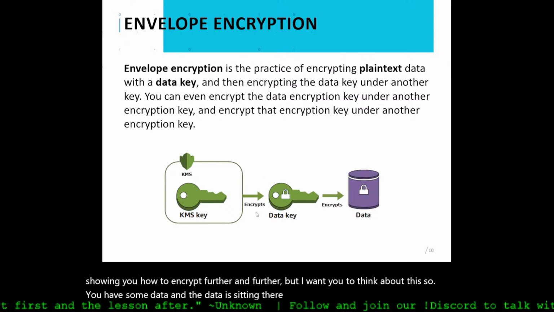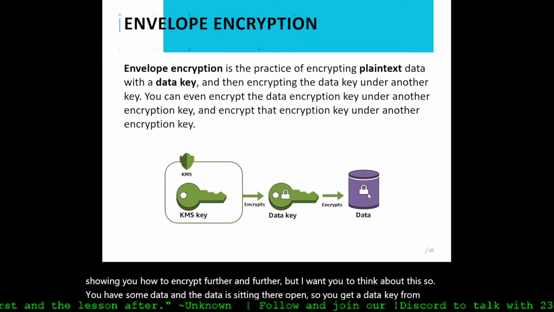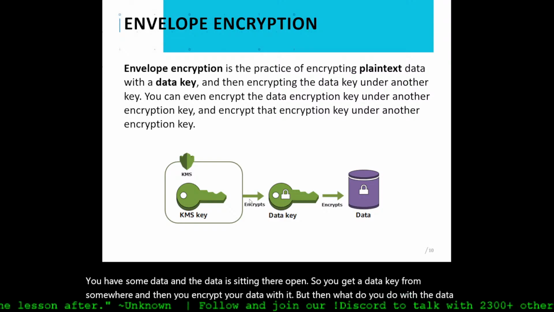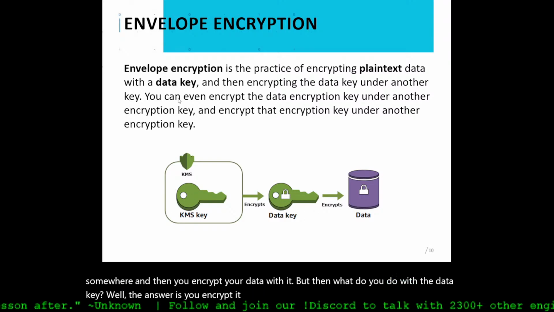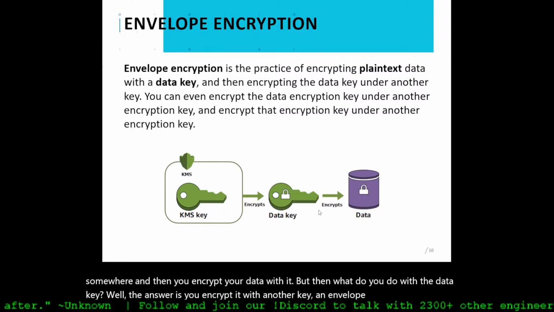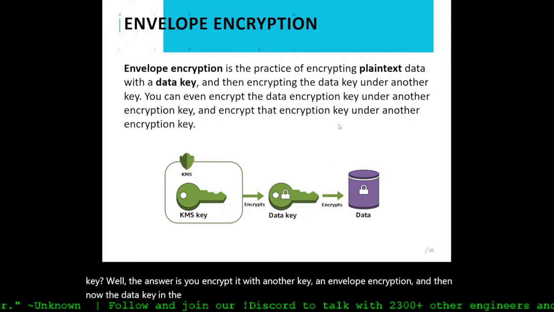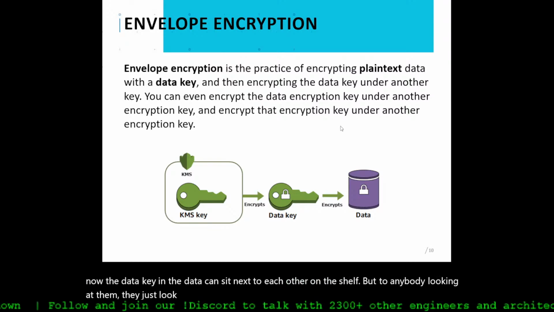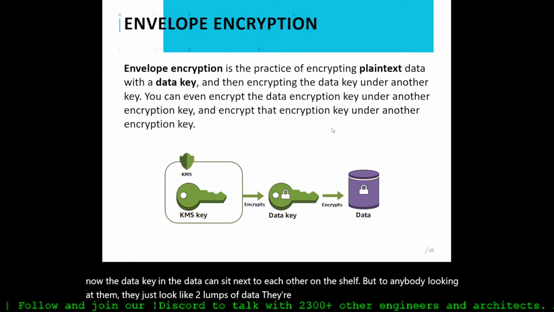So you get a data key from somewhere, and then you encrypt your data with it. But then what do you do with the data key? Well, the answer is you encrypt it with another key, an envelope encryption, and then now the data key and the data can sit next to each other on the shelf, but to anybody looking at them, they just look like two lumps of data. They're useless. They're just data sitting there.